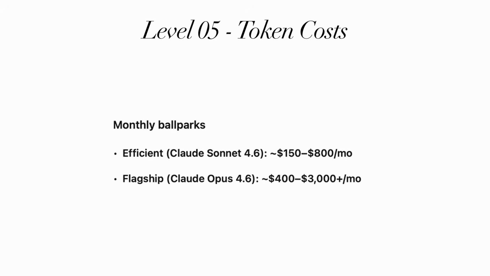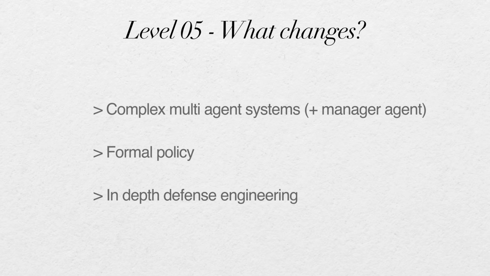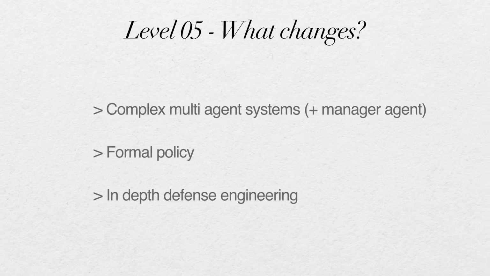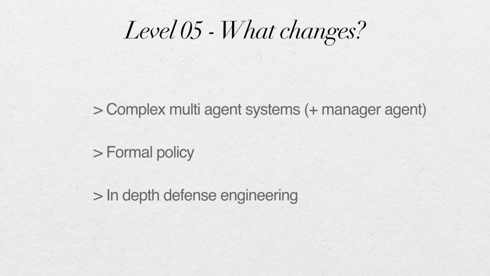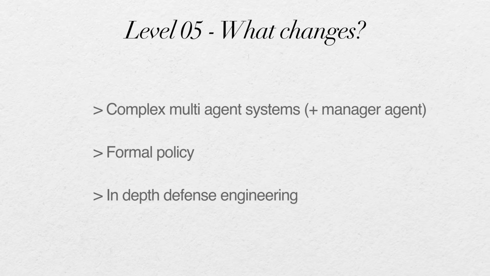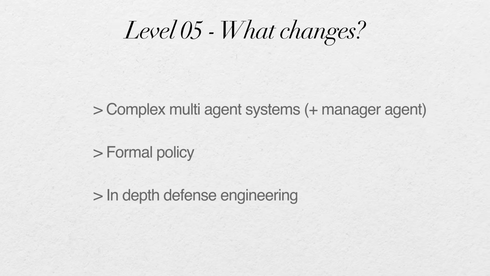Token costs. Again, this is kind of where the sky's the limit, but a rough ballpark is going to look something like this. So what actually changes at level 5? A few upgrades happen. One is multi-agent systems. So it's not just I have one agent now, it's I have multiple agents and then usually a manager agent that manages those, selects which agent should handle which task.